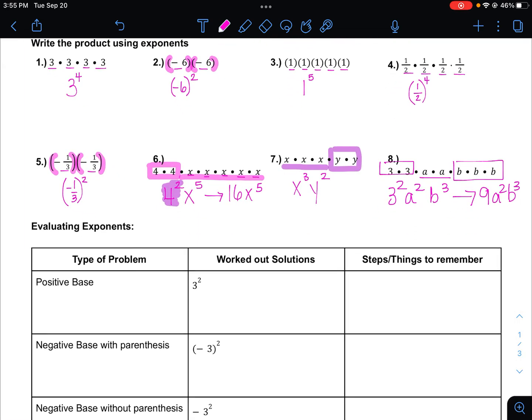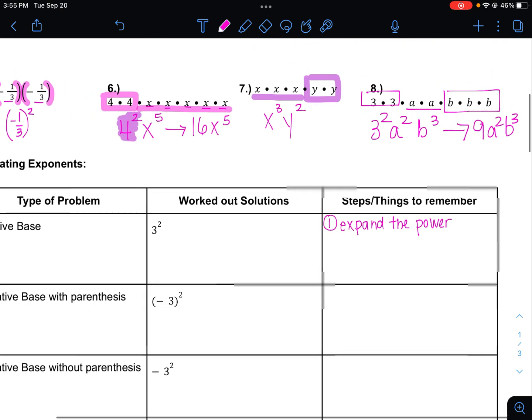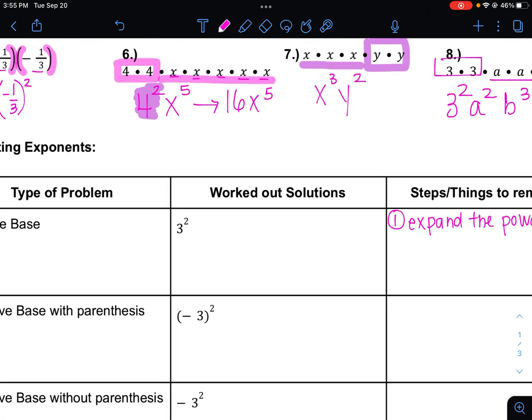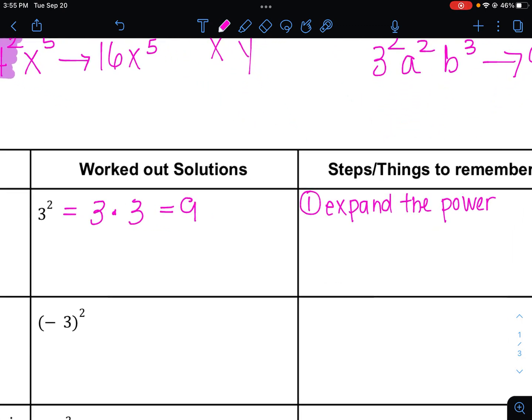So products using exponents should be complete, and now you're going to move on to evaluating exponents. So what does it look like when we expand out and work out the solution? There's some steps and things to remember. The first thing we're going to do is expand the power. When we expand the power with a positive base, that's going to look like our base expanding however many times the exponent tells us. So 3 times 3.